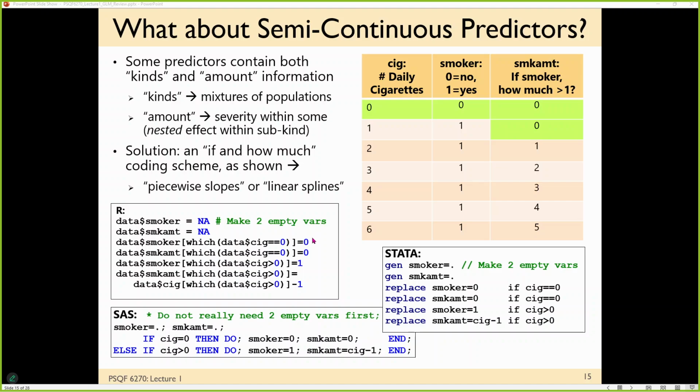And then if it's greater than 0, smoker turns to 1, and the amount turns to however many cigarettes minus 1. So that then this is the reference point for this condition. And so it looks the same in the other packages. So you'll get a chance to practice this. I'm just kind of throwing it out here at this point, the idea that you can have mixtures of variables and deal with them this way.